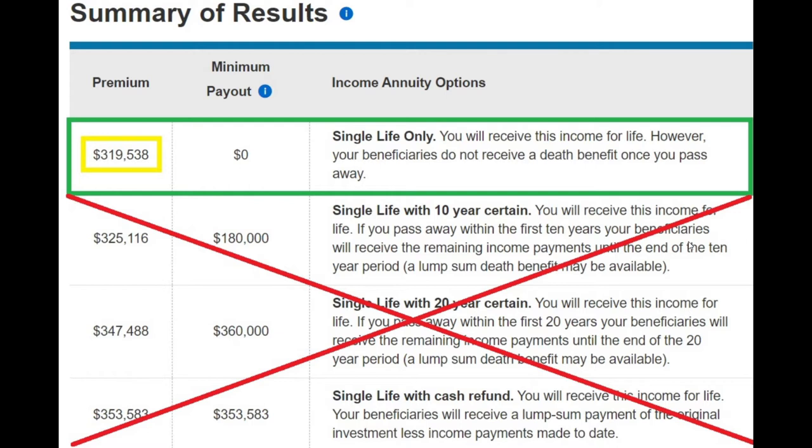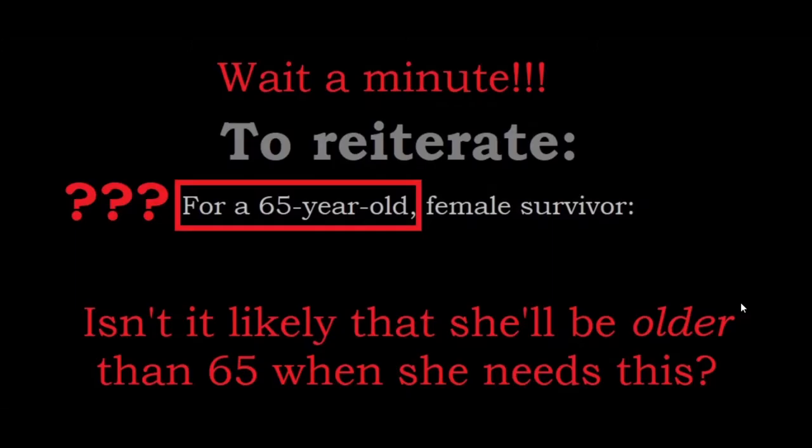But again, I'm trying to make this number as big as I can make it here to better test the pension max's viability. Now, you might have a worry right off the bat. Won't she probably be older than 65 when she actually assumes the role of survivor? And if that's the case, why did I make her 65 years old? And of course, this is hopefully going to be true. We wouldn't want her to become a widow anytime soon. But it's not actually a problem for the pension max scenario.